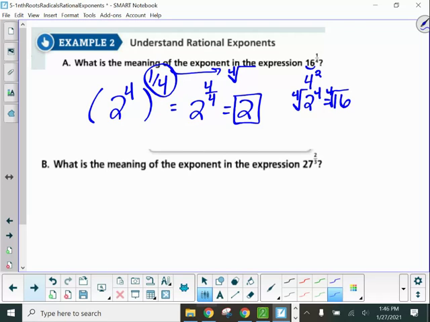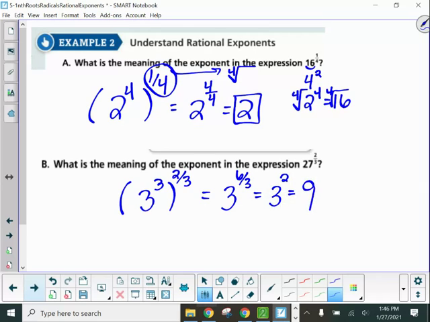Let's look at part B to reinforce this. What's the meaning of the exponent in the expression 27 to the 2/3 power? Well, 27 we can rewrite as 3 to the third. Using the same thing that I did in the previous question, I'm going to multiply exponents. And 3 times 2/3, well, that's 6/3, which is 3 squared, which is just 9. So it's like taking the cube root of the 27 and getting a 3 and then squaring it.